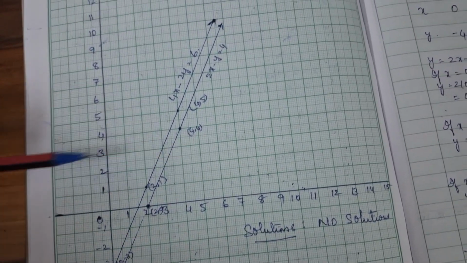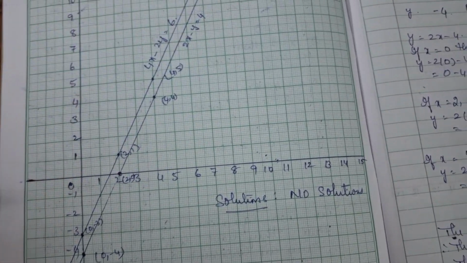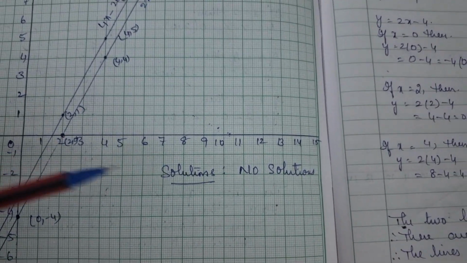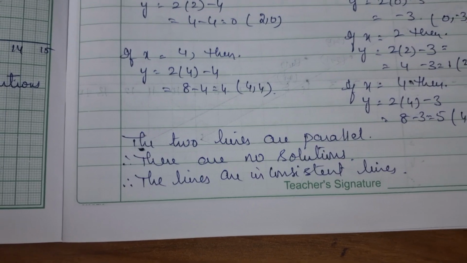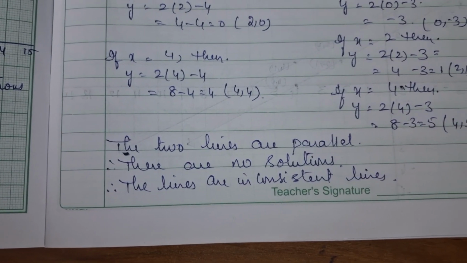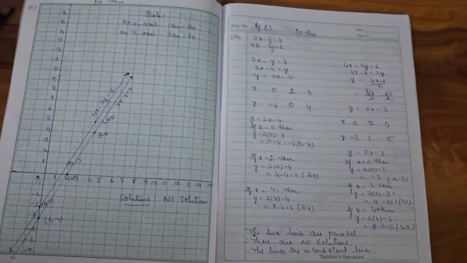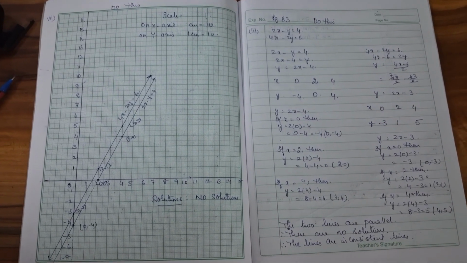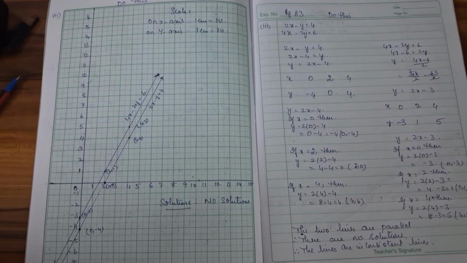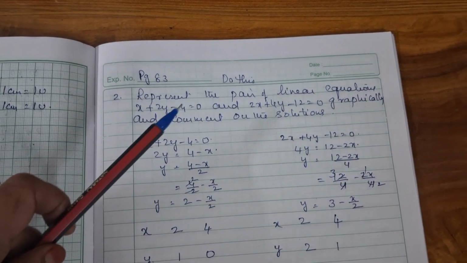So see how these two lines, they have no solutions. They are parallel to each other. That means they will never meet. So there are no solutions here. So what I have written, the two lines are parallel. There are no solutions. So the lines are inconsistent lines. So this is the graph that you will be getting for this problem, children. Please note it down.